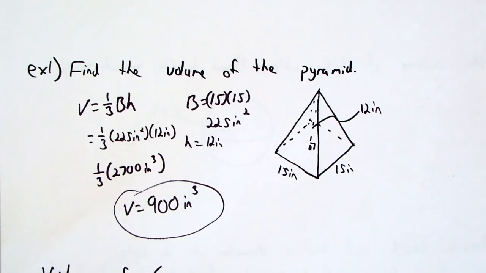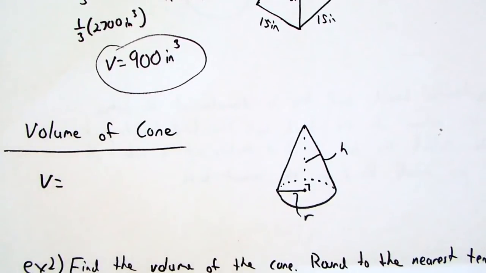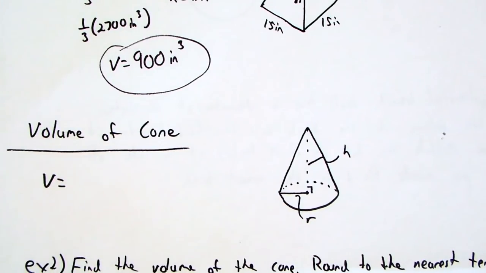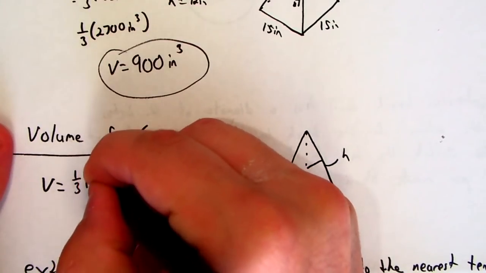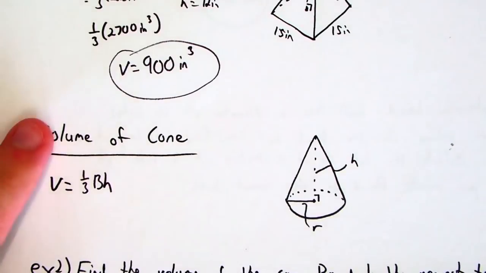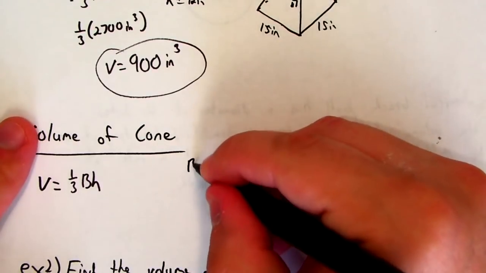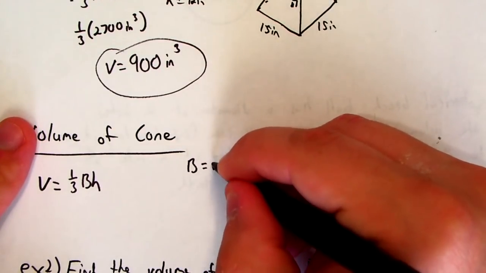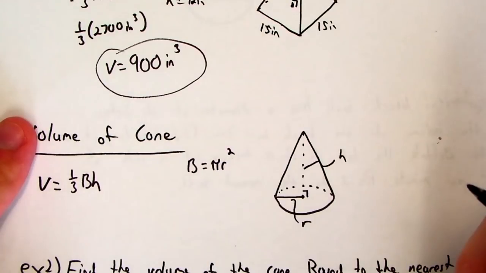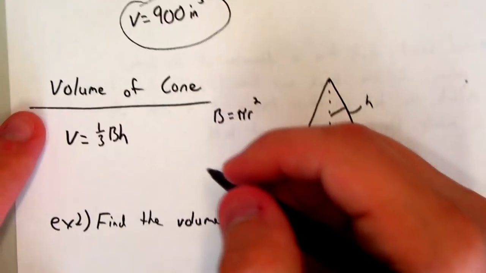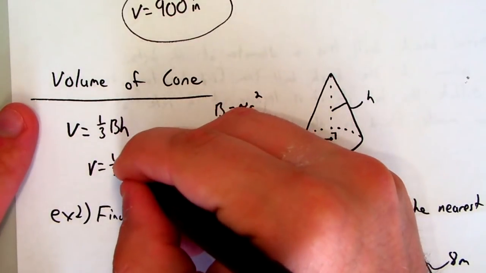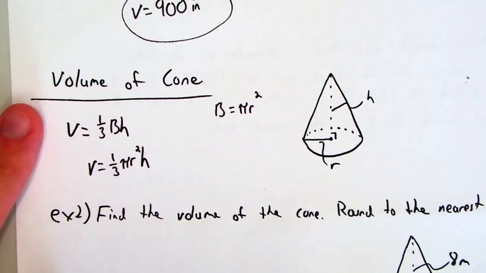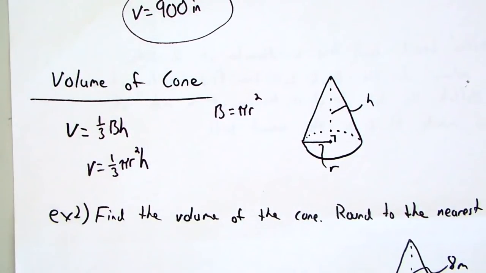Now, the next shape we're going to talk about is the cone. And in fact, a cone is very, very similar to a pyramid, where we still have 1/3 times the area of the base and the height. The only difference is the base in this case is a circle, so we'd have pi r squared as the area of the base. So the overall formula for the volume of a cone would be 1/3 pi r squared h. And we can make a formula like this because for a cone, the base is always a circle.